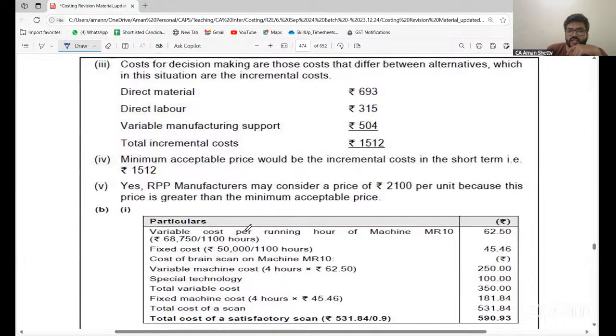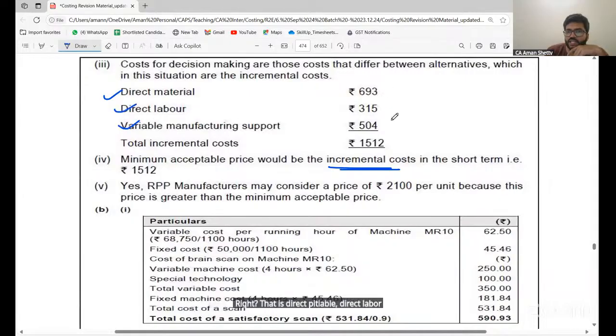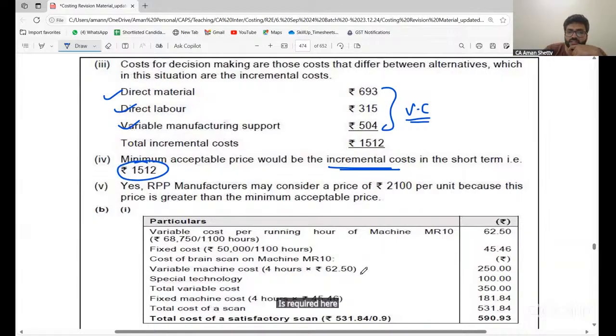Right. So this is what is given. Minimum acceptable price would be the incremental costs. Right. That is direct material, direct labor, and variable overheads. This is basically my variable cost. Understood, all of you? 1512. That is what is considered.